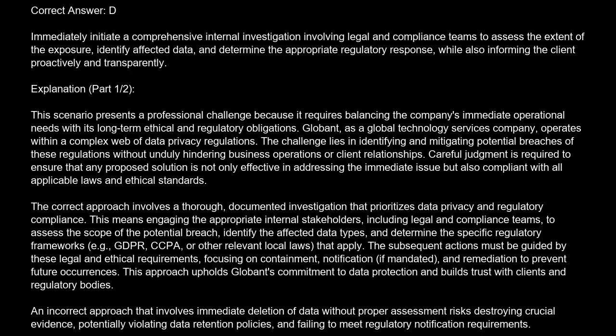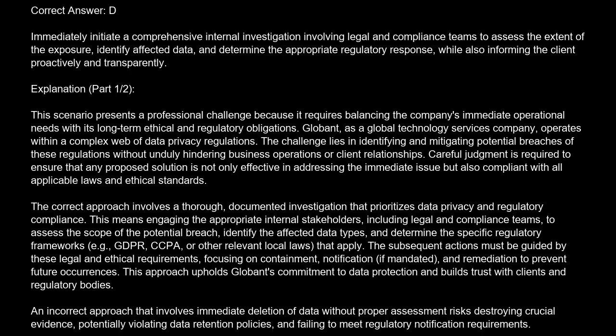The correct approach involves a thorough, documented investigation that prioritizes data privacy and regulatory compliance. This means engaging the appropriate internal stakeholders, including legal and compliance teams, to assess the scope of the potential breach, identify the affected data types, and determine the specific regulatory frameworks, e.g., GDPR, CCPA, or other relevant local laws that apply.